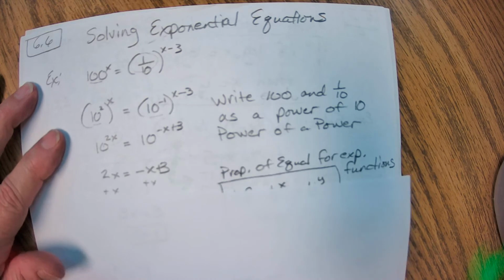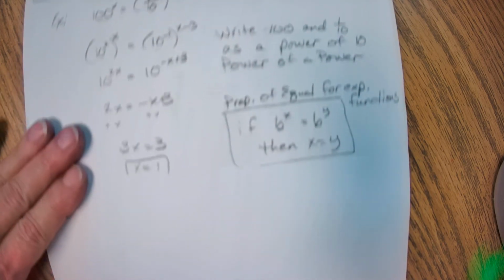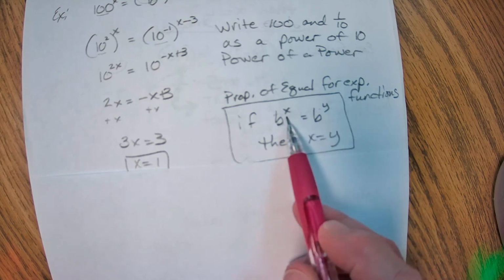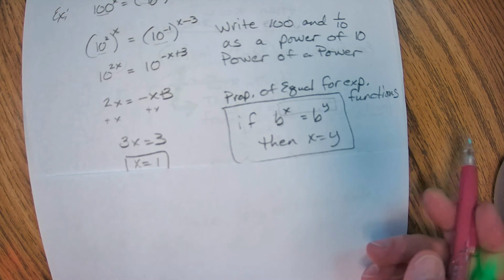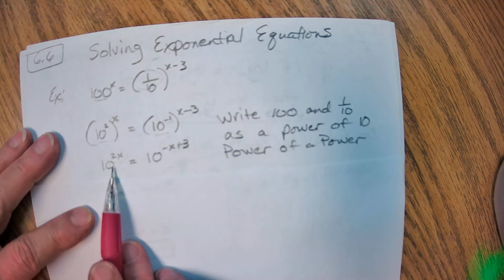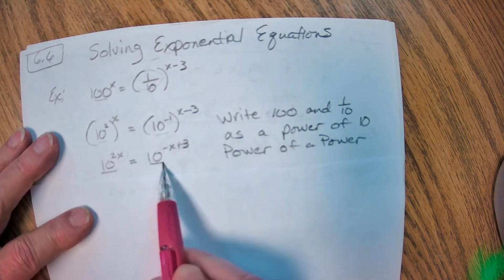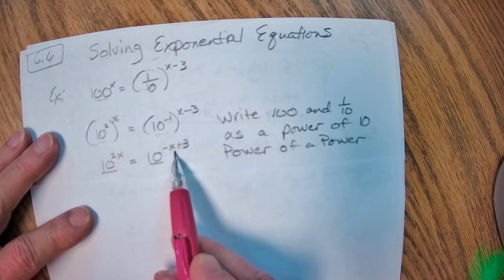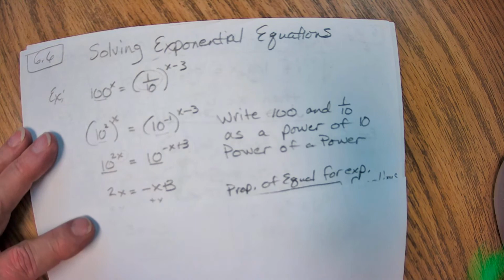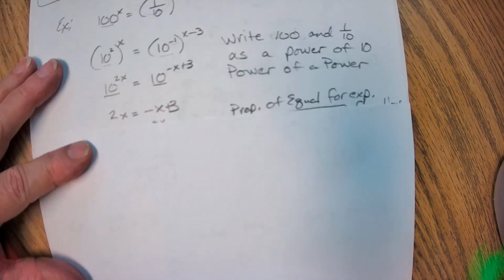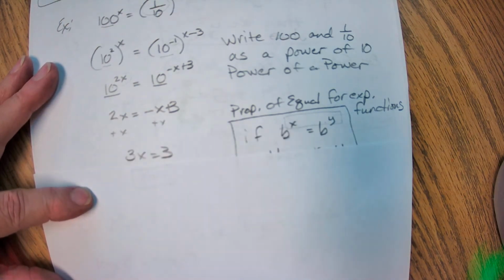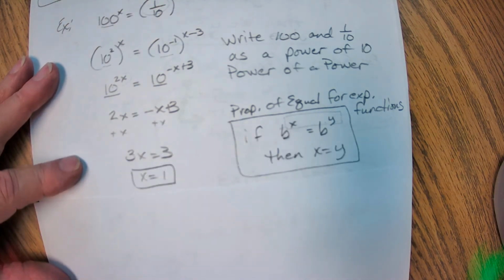So remember the property of equality for exponential functions, that if b raised to the x equals b raised to the y, then those two exponents must be the same, right? So that's basically what I have here. 10 raised to the 2x is equal to 10 raised to the negative x plus 3. That must mean then that 2x equals negative x plus 3. So I'm going to go ahead and just write that down and then solve for x. I would add x to both sides, which gives me 3x equals 3. Divide both sides by 3, and x equals 1.